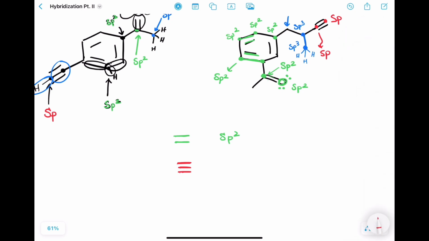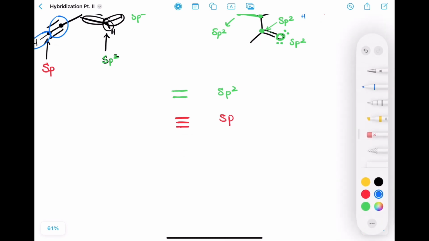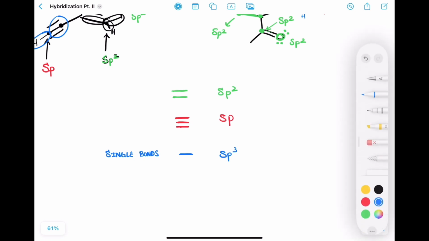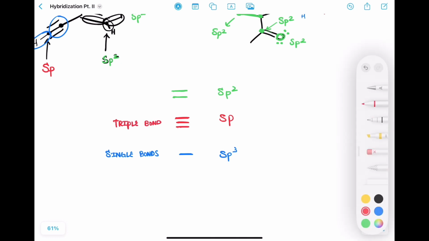sp hybridized. And then lastly, whenever we have an atom that has essentially just single bonds around it, it's going to be sp3. So this is single bonds. This should be triple bond.